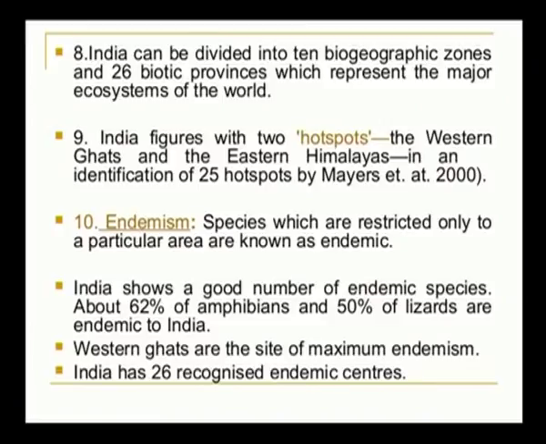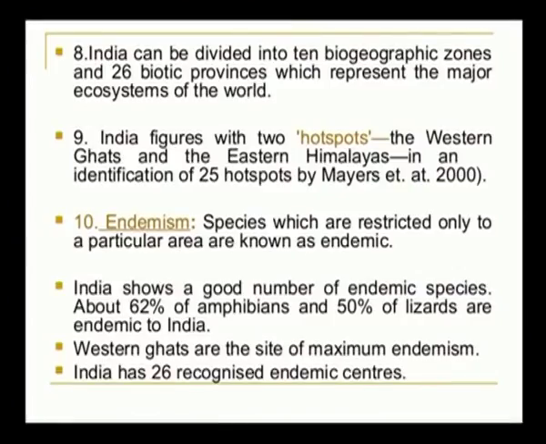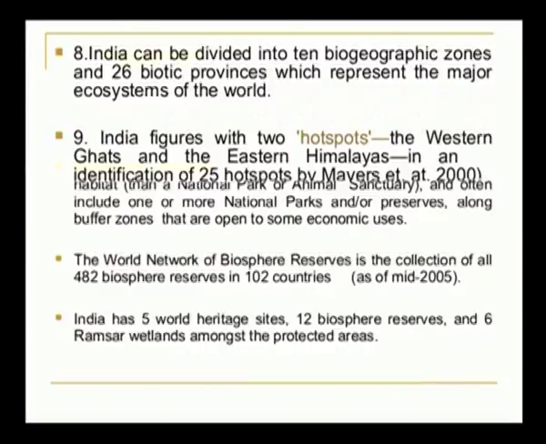India can be divided into 10 biogeographic zones like we have discussed, and 26 provinces which represent pretty much the major ecosystems of the world. India figures with two hotspots, the Western Ghats and the Eastern Himalayas. Endemism, that is species which are restricted only to a particular area, is referred to as endemic. India shows a good number of endemic species: about 62% of amphibians and 50% of lizards are endemic to India. Western Ghats are the maximum site of endemism. It has about 26 recognized endemic centers.